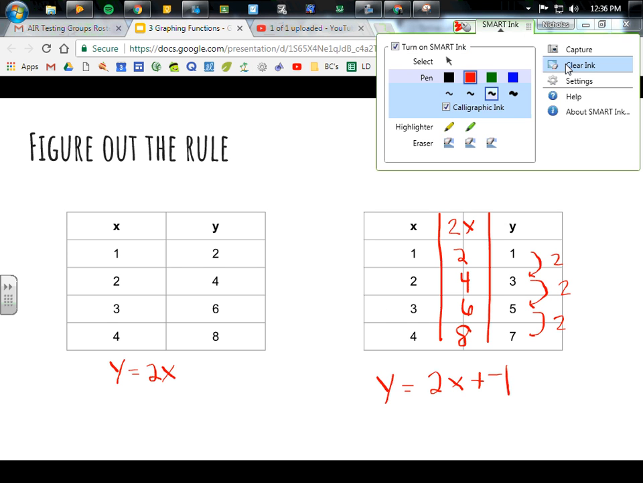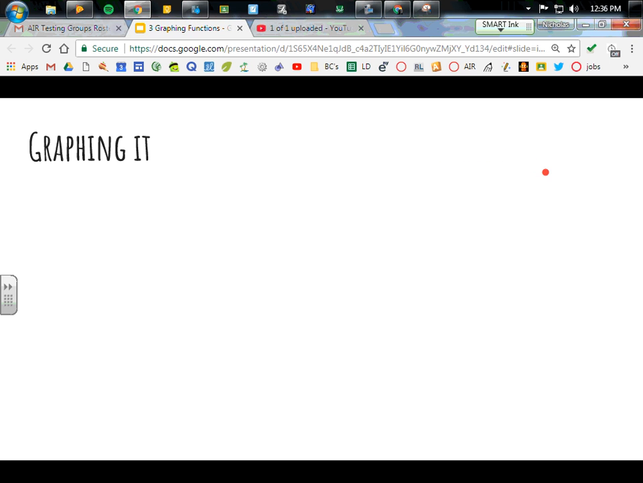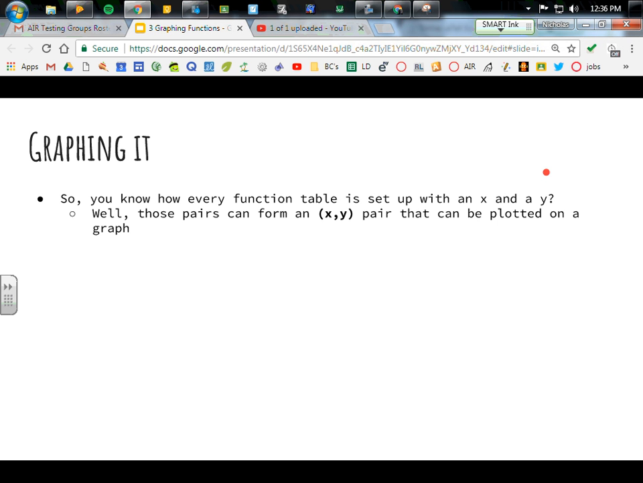All right, so that was a little bit of an aside, but let's get into actually graphing a function. Every function table will give you an x and a y, right? Well, those pairs can form an xy coordinate that can be plotted on a graph.